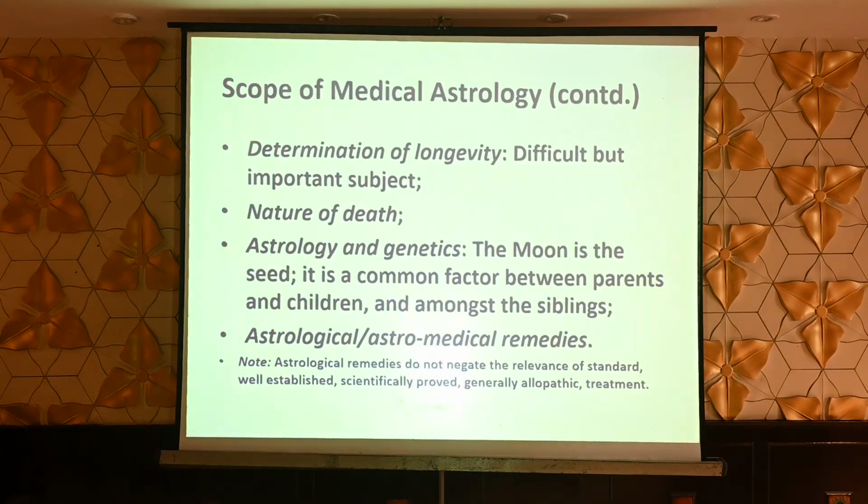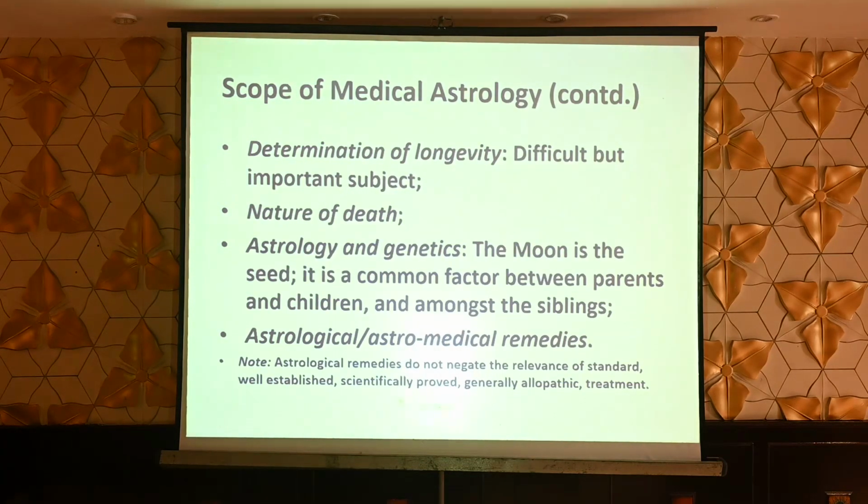Then determination of longevity. That is a difficult area, but it's an important area because this also, I normally like that I don't predict the longevity of anybody, but it is a good area for our own research because that makes us understand quite a lot of astrological principles. So I think this is an area, certainly not for predictions, but for your own study. Nature of death can be determined.